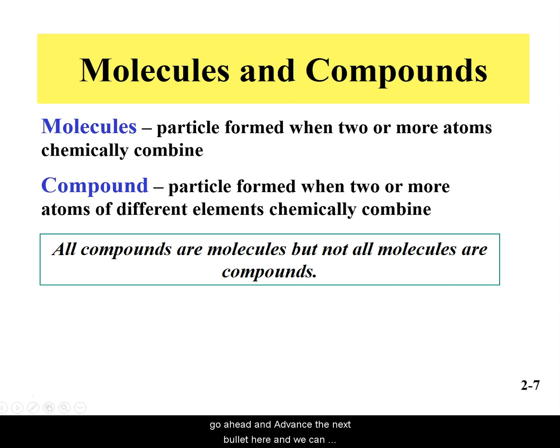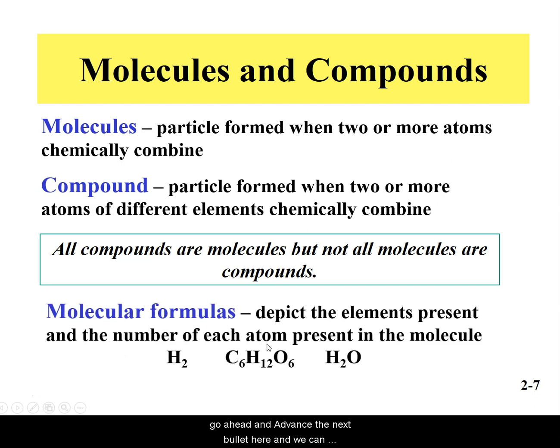Well, I'm going to go ahead and advance the next bullet here, and we can look at these chemical formulas, also called molecular formulas, of different compounds. Now, a molecule is a particle formed when you have two or more atoms chemically combine. A compound is two or more atoms of different elements chemically combined. All compounds are molecules, but not all molecules are compounds. Okay, so a compound has to have atoms from different elements.